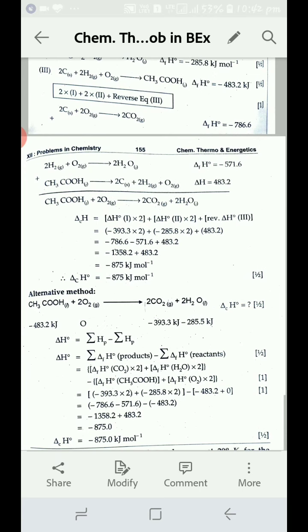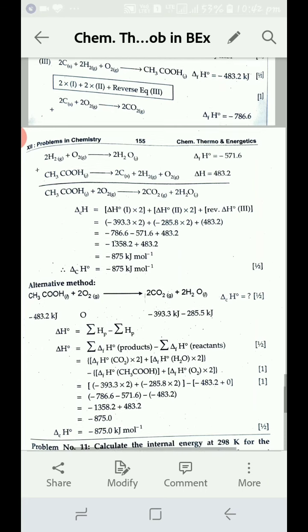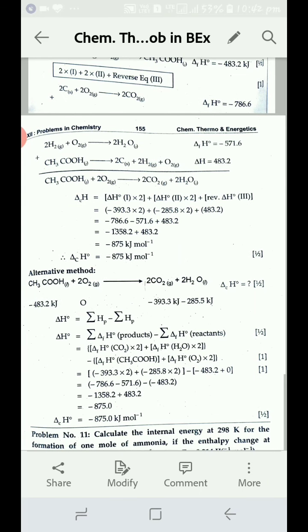Answer is again the same. So you can use any alternative method which is easy for you, but try to solve in a stepwise manner because steps carry marks. And don't forget to write the units at the end with proper sign.